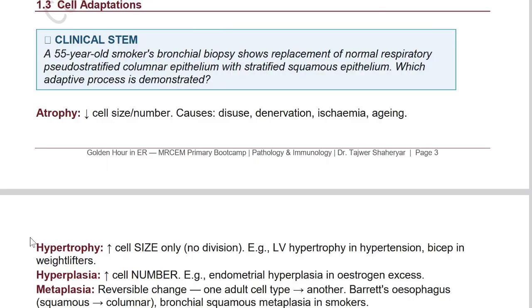And the examples are left ventricular hypertrophy in high blood pressure, hypertension, or your biceps in weightlifters, okay? Hyperplasia is when there's increase in number, okay? Examples are endometrial hyperplasia in estrogen excess. Then you've got metaplasia. This is when reversible change happens.